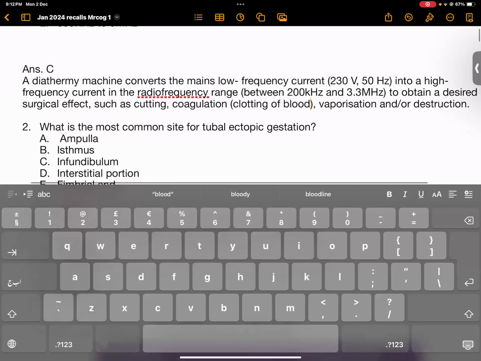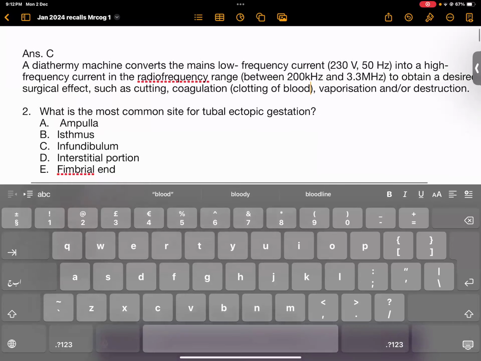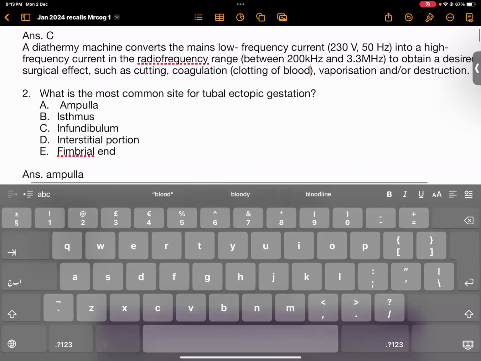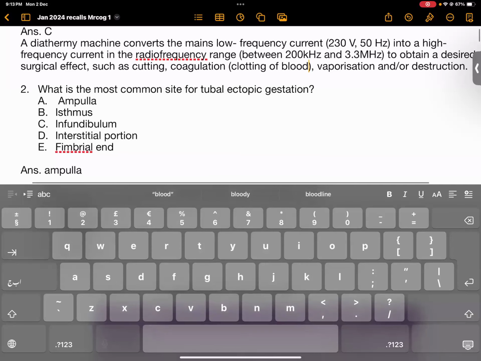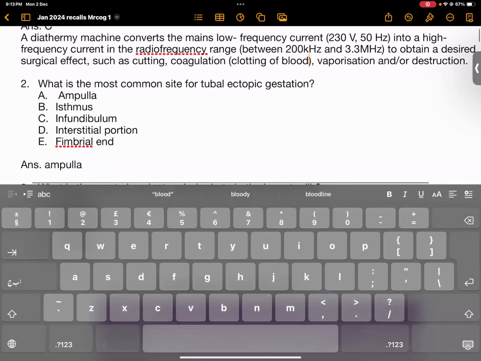What's the most common site for tubal ectopic gestation? This is a very, very easy question, so you all must have known that. Which part is the common site for tubal ectopic? The ampulla, which is the widest part and where the fertilization occurs. So the chances of ectopic pregnancies are very high here, because this is the widest part and fertilization basically occurs here. That is the reason ectopic pregnancies mostly occur in the ampulla.